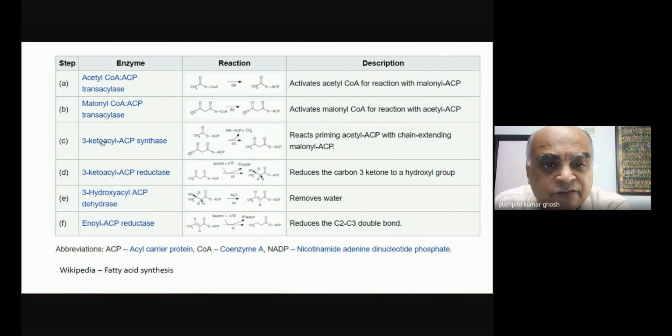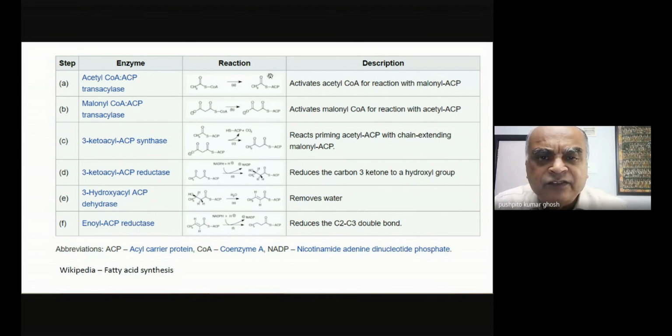This is the chain extending, how the CH2CO group transfers from one to the other. That's carried out by this enzyme. And this is the malonyl, how it is activated. That is this enzyme. How the acetyl is activated, it is this enzyme. Okay, so it's all very, very nicely explained.